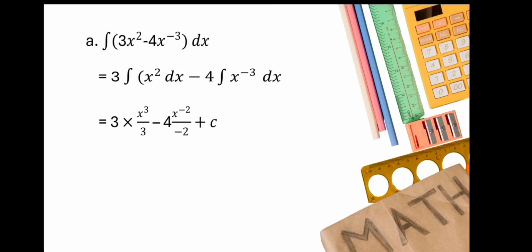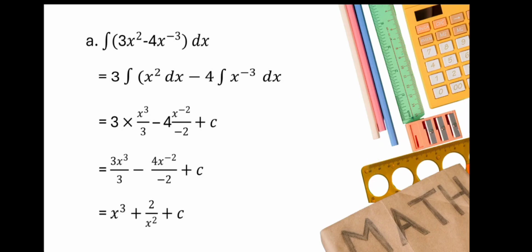For x squared, the exponent increases by 1 and the result is divided by the new exponent. For x raised to negative 3, the same rule applies, keeping track of the negative exponent. So we now have 3 times x cubed over 3 minus 4 x raised to negative 2 over negative 2 plus c, which accounts for any constant terms in the antiderivatives.